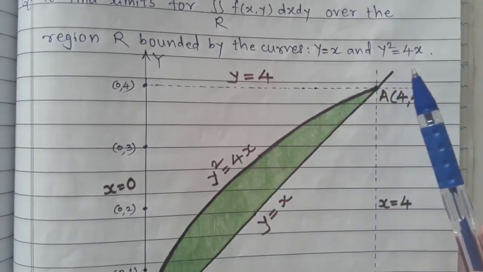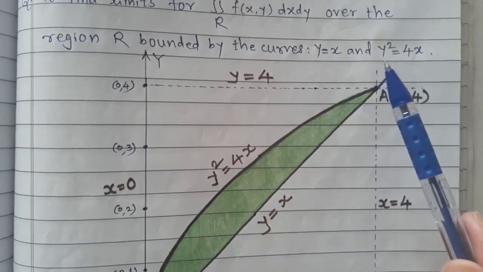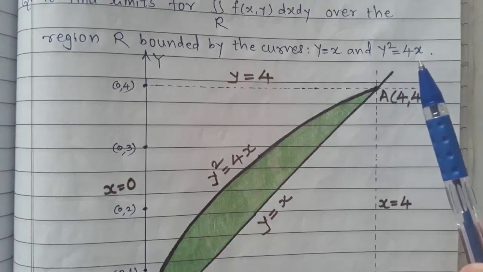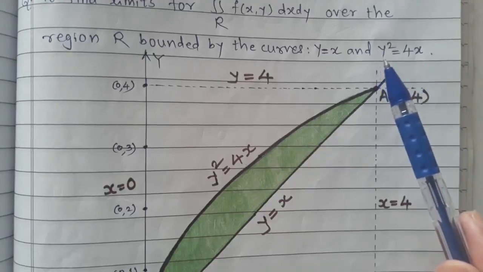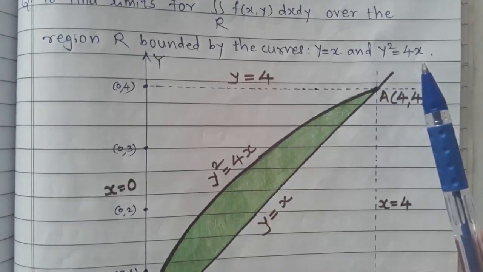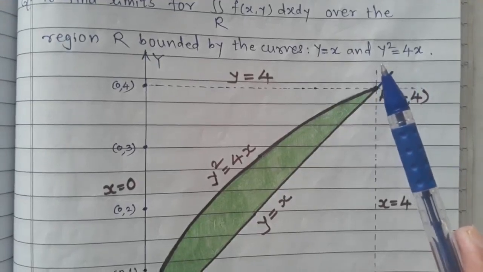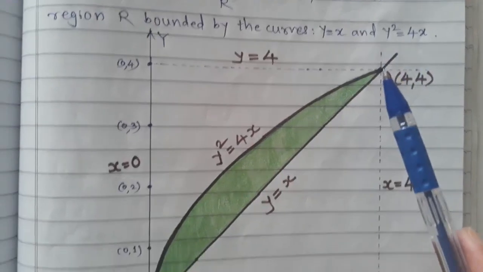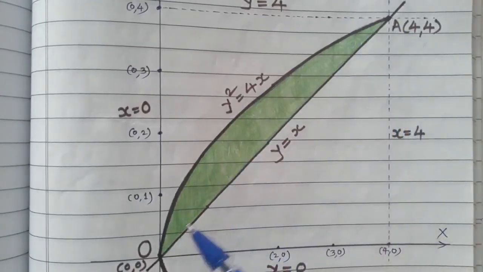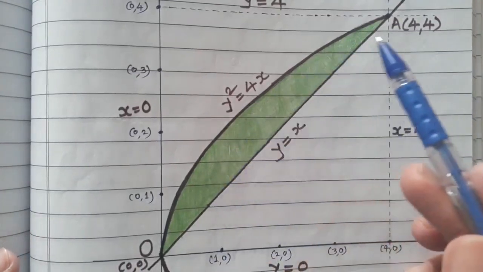And y square is equal to 4x is a parabola, y is with even power, so symmetric about the x-axis. When I put x 0, y becomes 0, so it will pass through the origin, and when I put x is equal to 4, then y will also become 4 here. That's why it passes through 4, 4. So we have intersection points 4, 4 and the origin 0, 0. This line is the y is equal to x line, and y square is equal to 4x is the curve here.